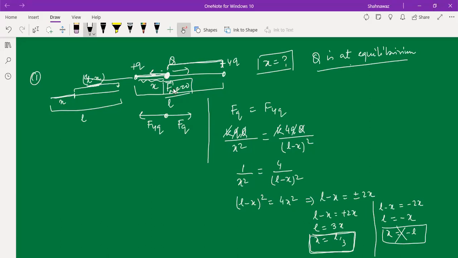So to make this charge be at equilibrium, we have to place it at L by 3 distance from this Q charge. Understand, guys? Understood? Yes. Okay, so please note this down, and then we will complicate this question. Then we will learn about the system of equilibrium.